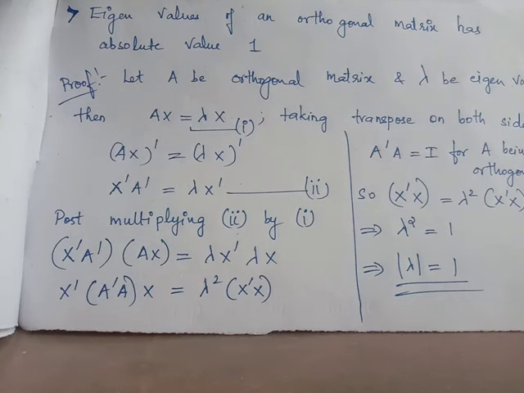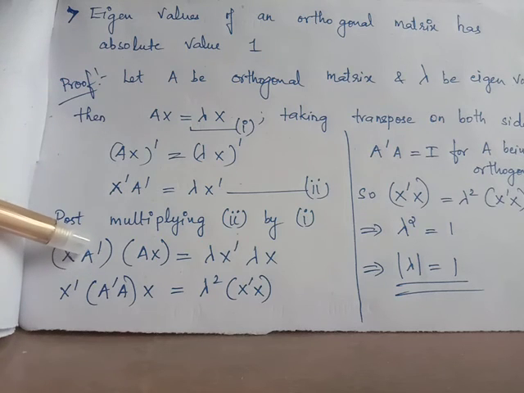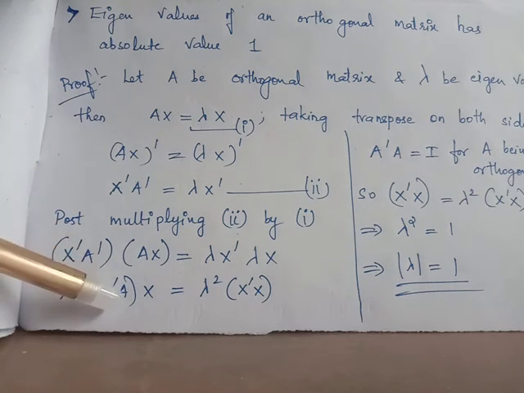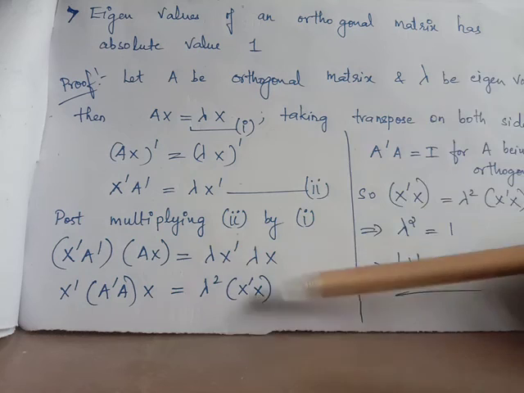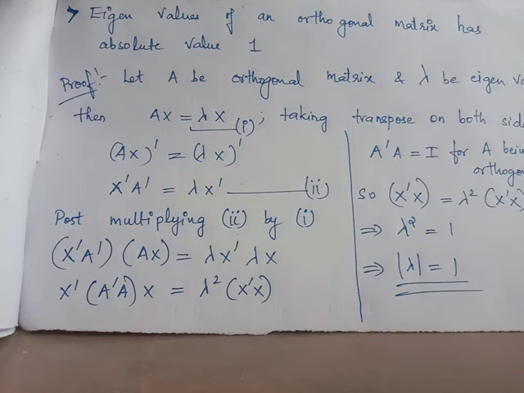That is, the products of both RHS and LHS are considered here, and you can group the terms A transpose into A in the LHS, and you group the terms x transpose into x, and lambda is taken outside the matrix multiplication, being a scalar quantity. After grouping, you know that A transpose into A becomes I because A is given as an orthogonal matrix and the standard property is that A transpose into A equals I. So you are left with the term x transpose into x in the LHS, and lambda square into x transpose into x remaining in the RHS.